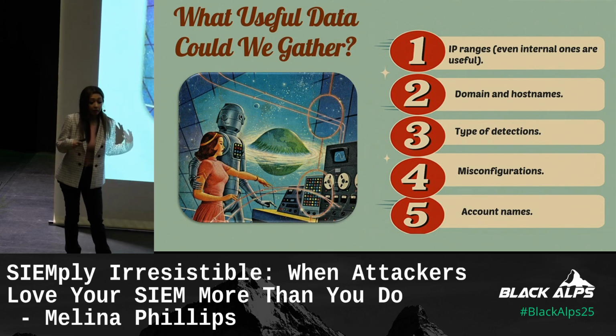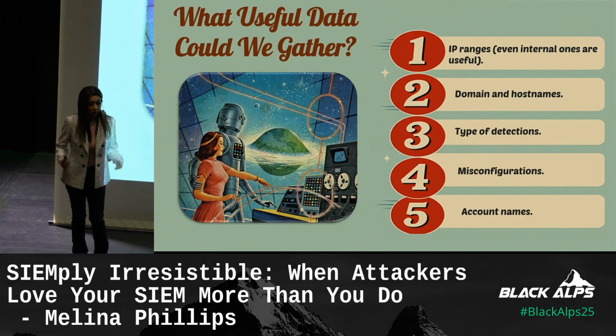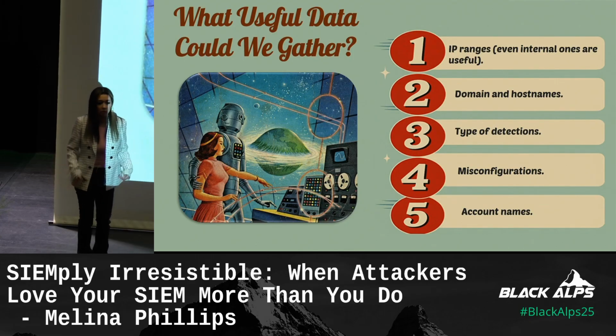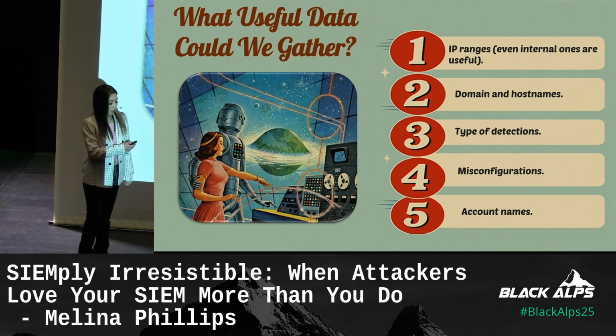So what can we gather from this? What can we gather from a SIEM? IP ranges, even if they're internal, give us a good idea of how to map our network. Domain and host names, naming conventions, which come in pretty handy. We're really going to be spoofing logs. Types of detections, to map coverage and misconfiguration. So systems that are either end of life or no longer supported or just vulnerable to an exploit, those are perfect for it. Then account names, anybody that is an enterprise admin, domain admin, or a higher privilege level.